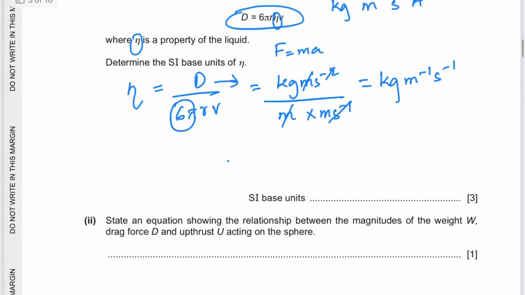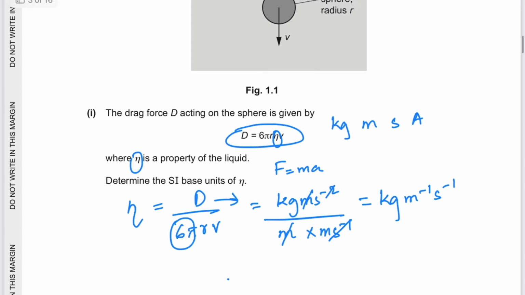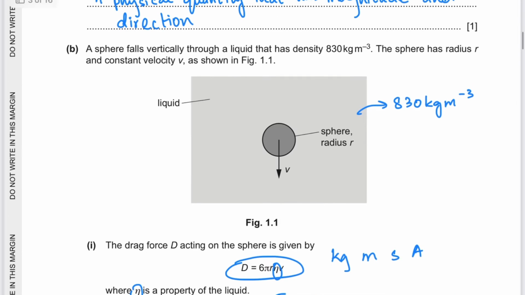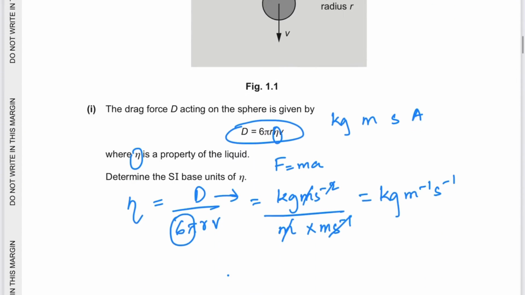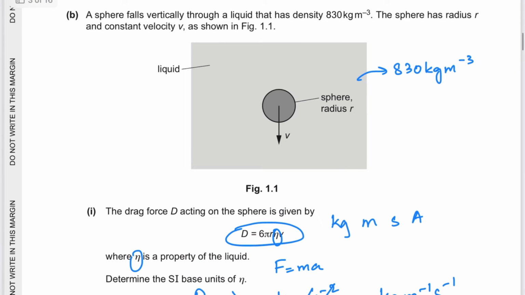State an equation showing the relationship between the magnitudes of weight, drag force and upthrust acting on the sphere. Okay. First off, the weight of sphere acts downwards, and drag and upthrust both act in opposite direction to the motion. That means both of them will be acting in the upwards direction. And looking back at the question, we can see that the sphere has a constant velocity.